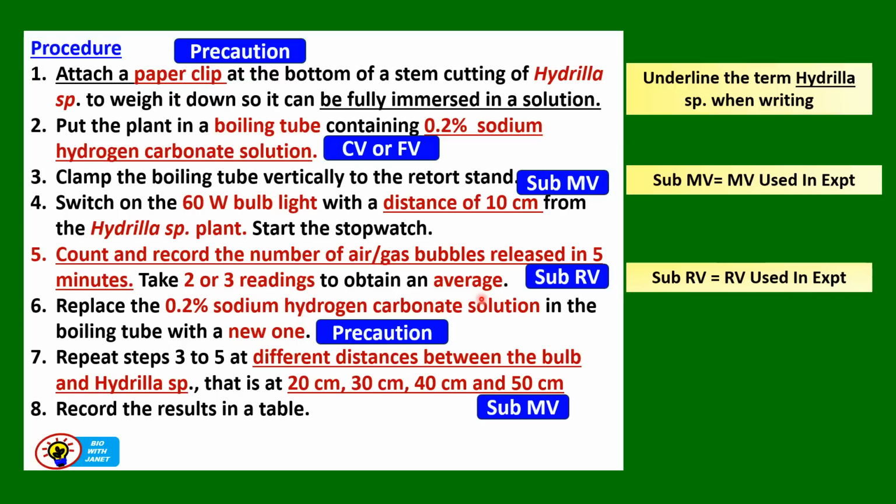So at this stage, your sub MV is the distance of 10 cm, and your sub RV is the number of air or gas bubbles released in 5 minutes. So as I put here, sub RV is the RV used in the experiment, that's measured in the experiment. Sub MV is the MV that is manipulated in the experiment.